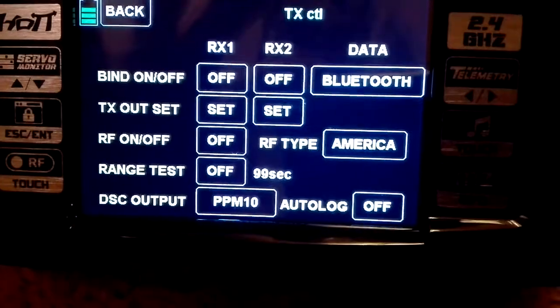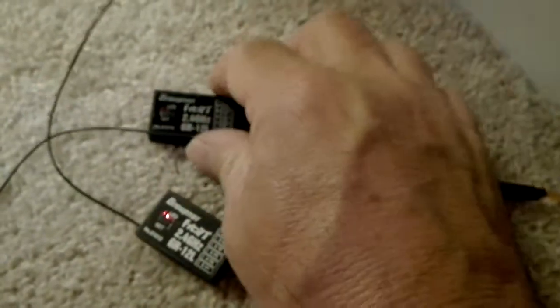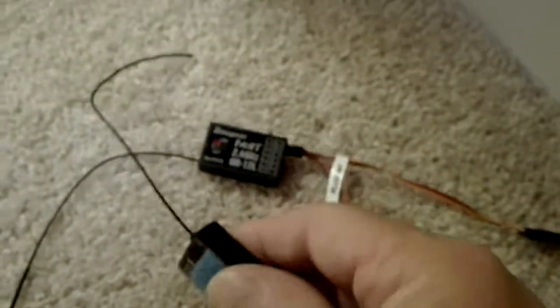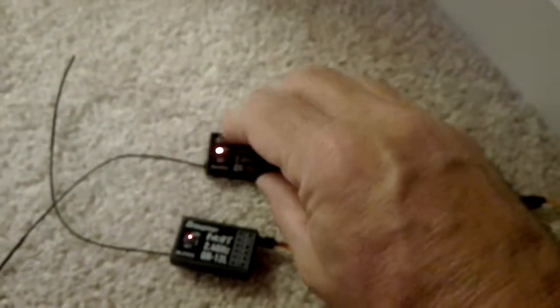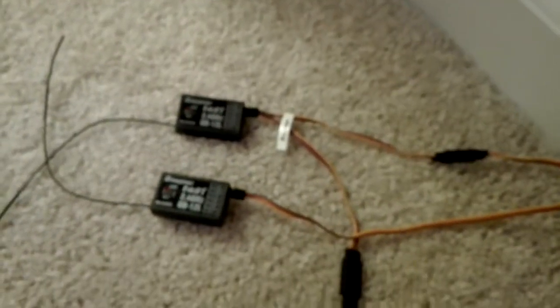RX1 is off, RX2 is off. Here are my two receivers. They are powered, both of them. One has Velcro on the back. We will call it number one. And the other one doesn't have Velcro on the back. We will call it number two.